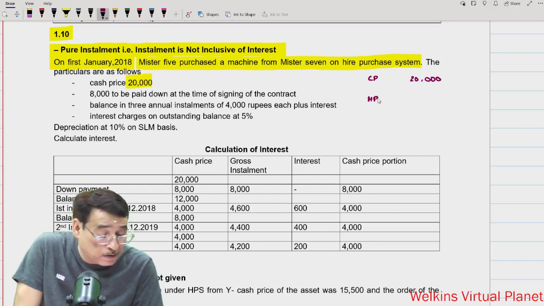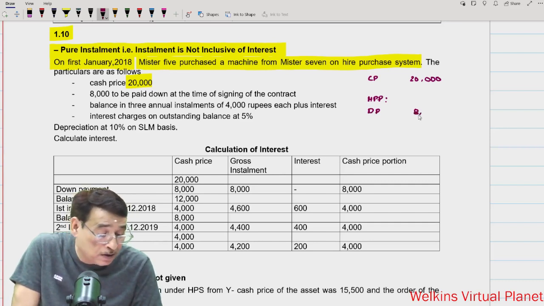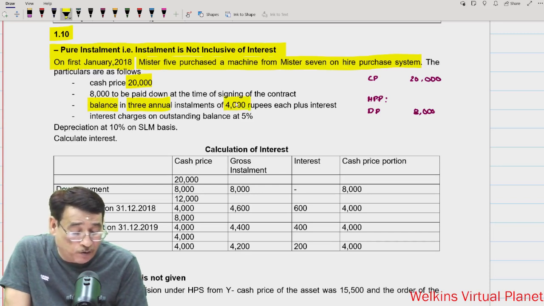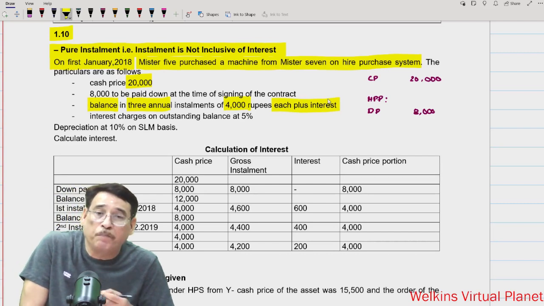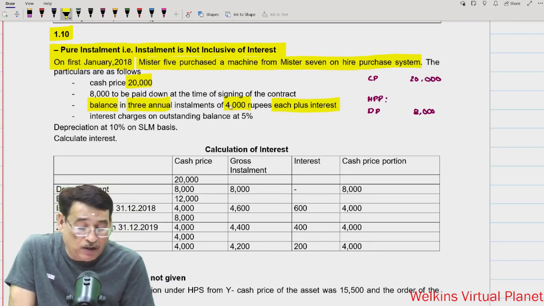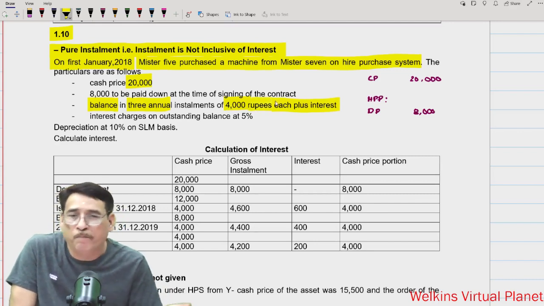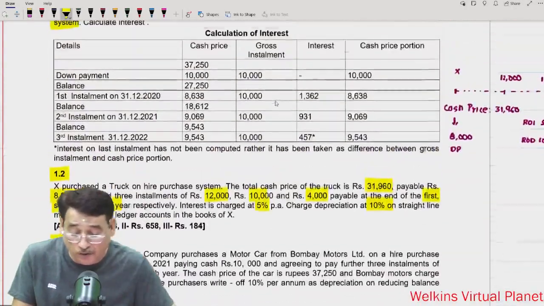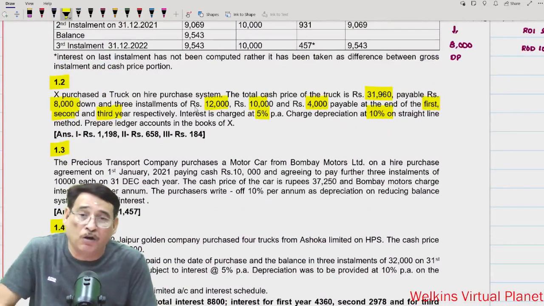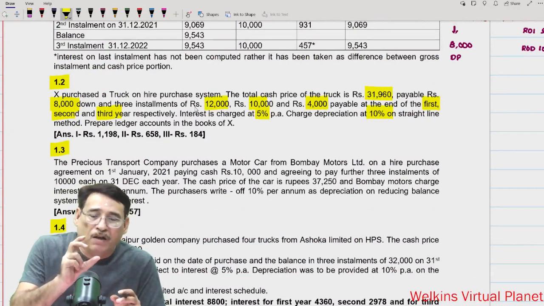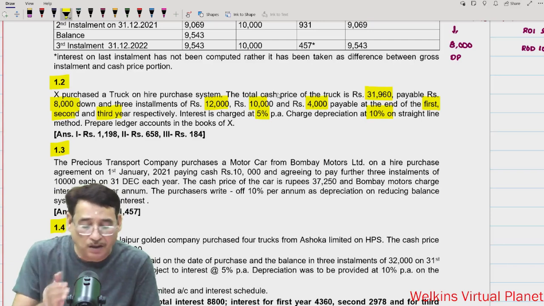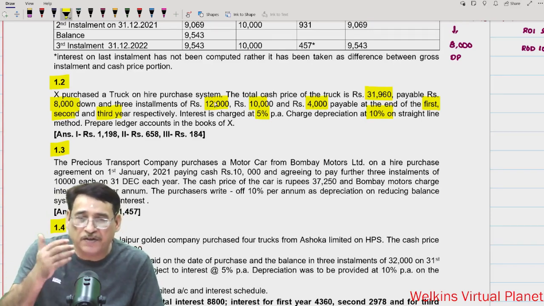Now we know that the down payment in this case is given to us as 8,000. And the question says that later on the balance is in three annual installments of 4,000 rupees each plus interest. Whereas in the earlier questions, even 1.2, it was simply written that the balance is in three installments of 12,000, 10,000. When it is written that the installment is 12,000 or 10,000, it means the installment is gross.